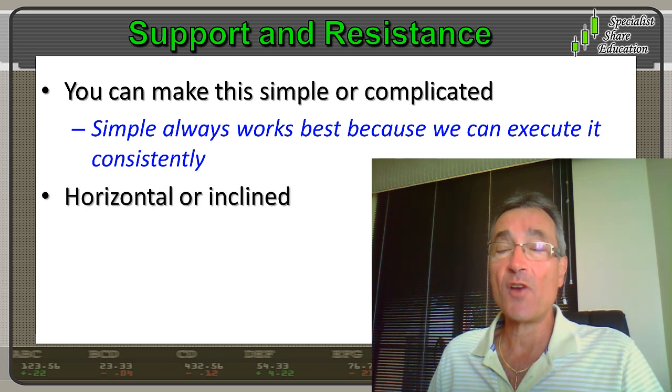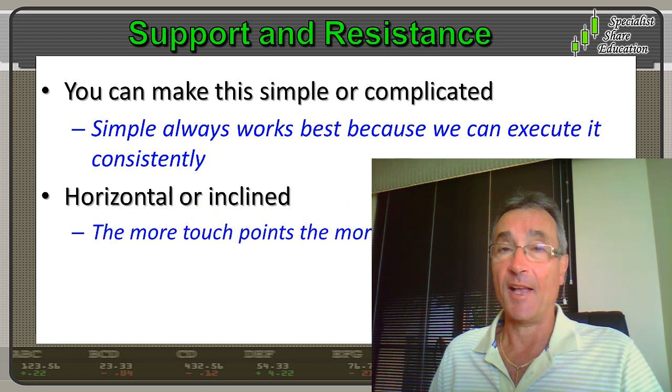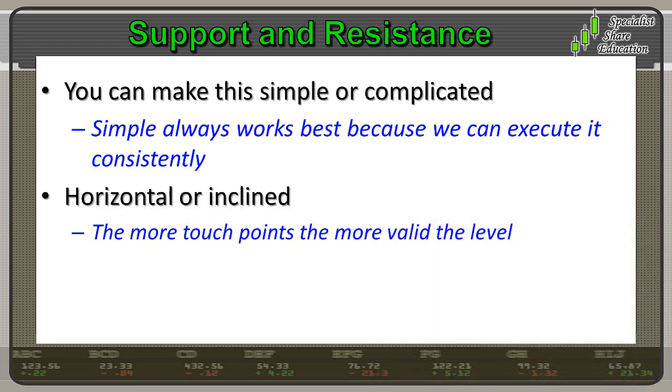Now, we can construct support and resistance lines either on a horizontal basis or on an inclined basis, and we'll be having a look at a couple of charts in just a minute. But the key thing about how you construct those lines is that the more touch points that you've got along the highs and the lows of the price action, then the more valid that support and resistance line becomes.